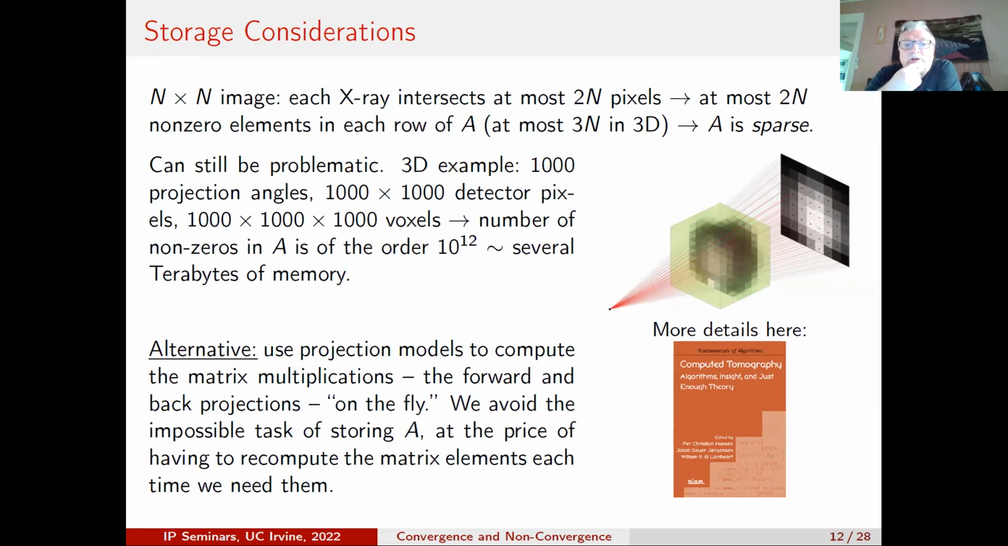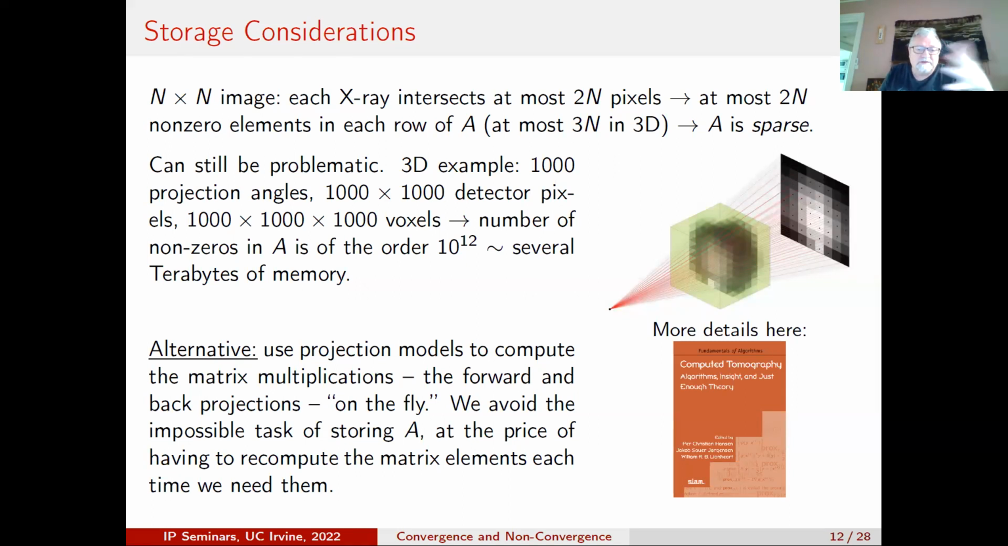So, storage considerations. When the CT problems get very, very large, storing the A matrix is certainly an issue. So we have to do something else. What people are doing is that they write functions that implement the matrix-vector multiplications without explicitly forming the A matrix. They just compute these matrix-vector computations on the fly.